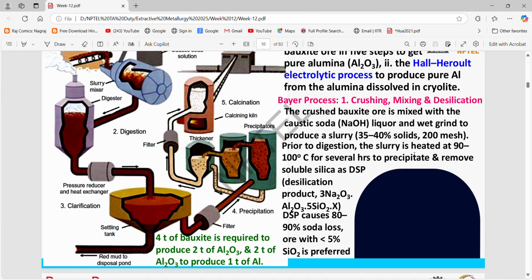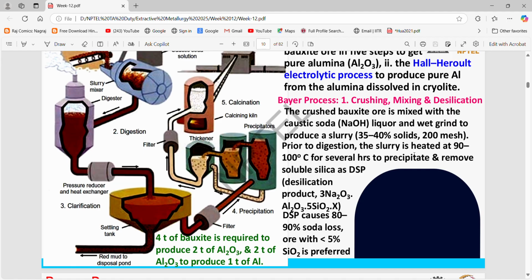Before going into the Bayer's process, as we already talked about, this bauxite ore has only 40 to 50% of alumina material. The rest are silica and other impurity material. The silica present inside this bauxite ore occurs in two different forms. One is soluble silica and another one is insoluble silica.